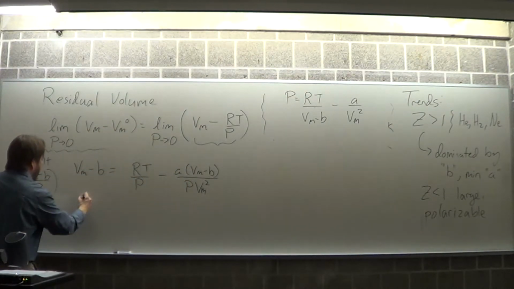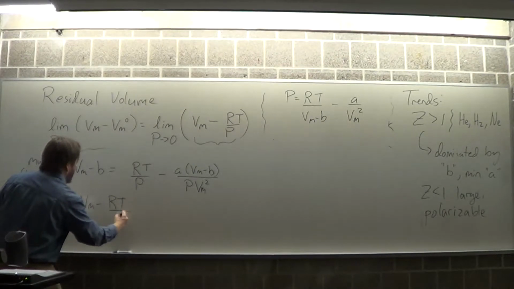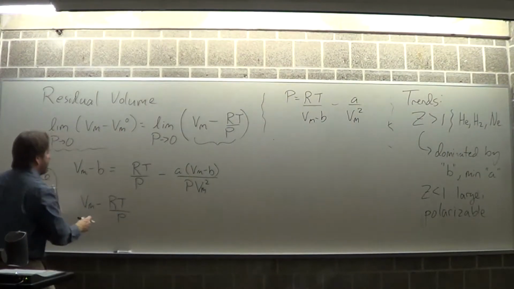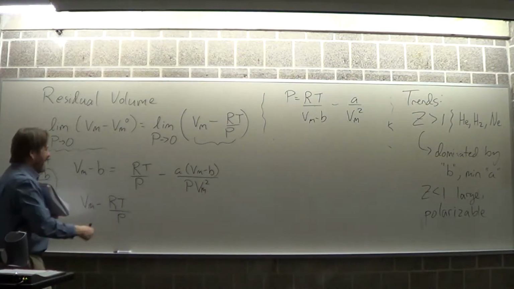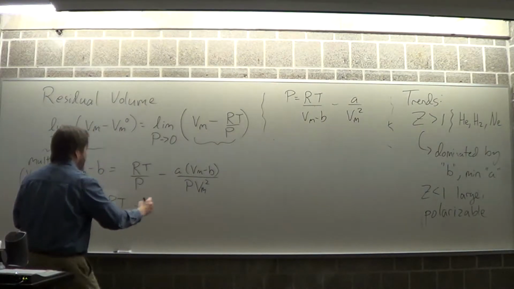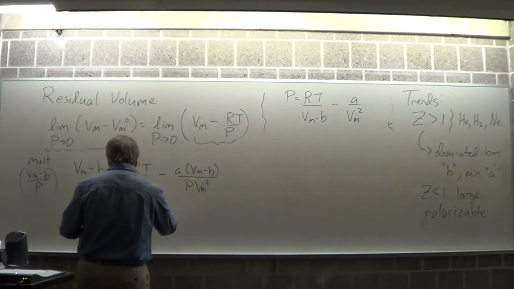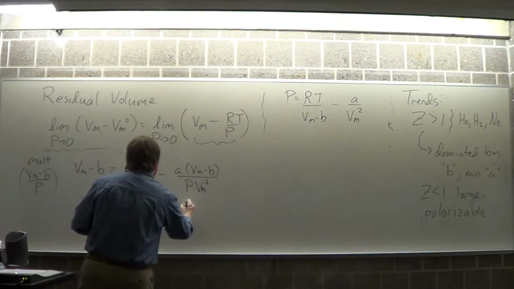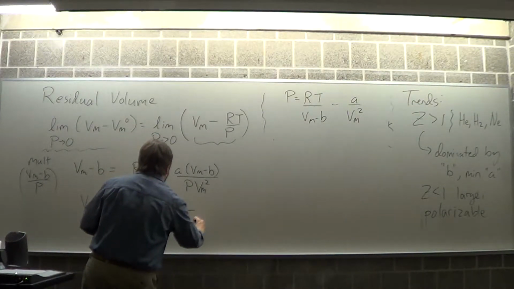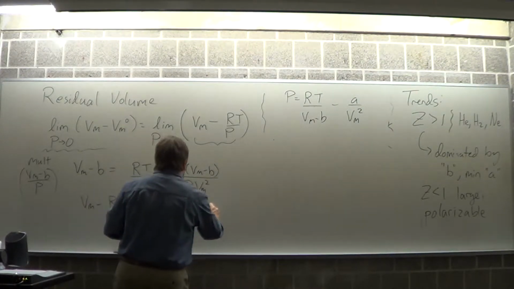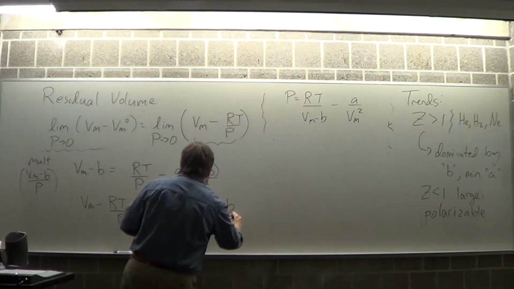Okay, now clearly I've just got to do very simple manipulations. Here's the RT over P. So you can see what you're trying to do. You're trying to get Vm minus RT over P. Okay, and that means I've got B on the other side. Here, I'll bring the B over first. And then I'm going to separate the A term. And again, this is where it gets a little confusing because you end up breaking these up into two.